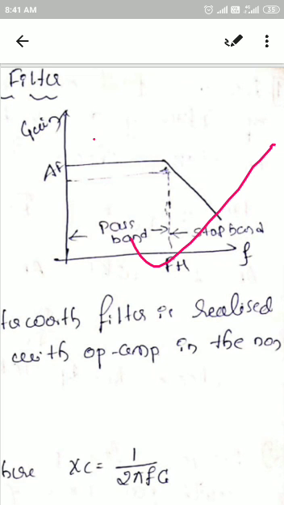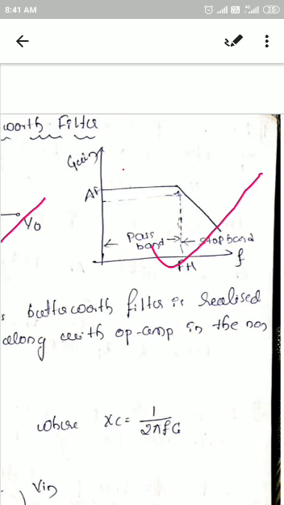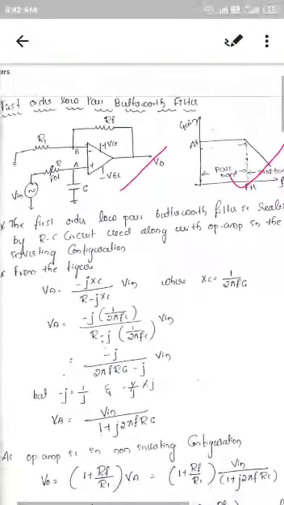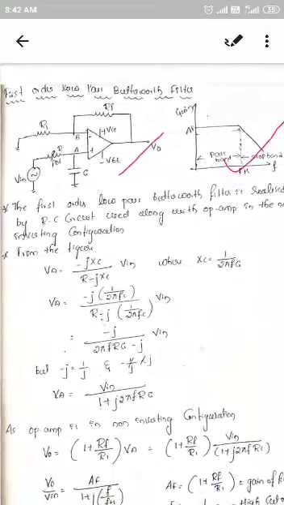The frequencies below fh will be passed, that is the pass band, and the region above is the stop band. As it is a low pass filter, lower frequency signals are passed from input to output side, and high frequency signals are blocked here.